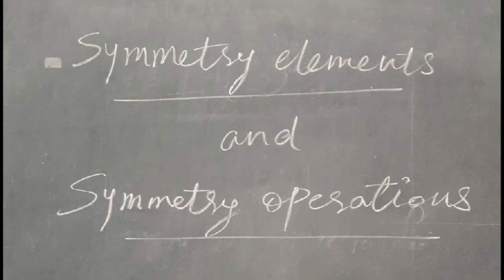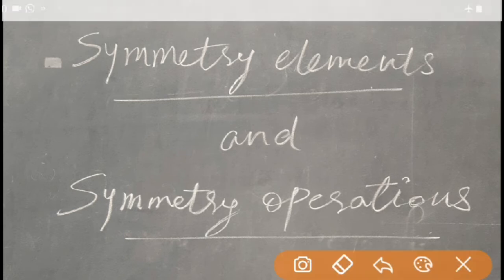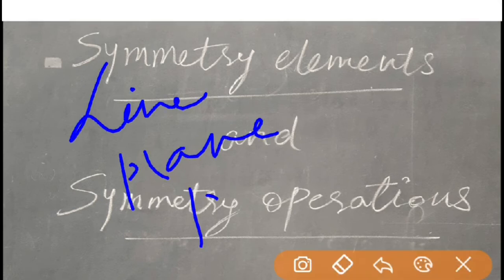So, a symmetry element could be considered in the form of a line, in the form of a plane, or in the form of a point, right? Now, after that, what do you mean by symmetry operation then?